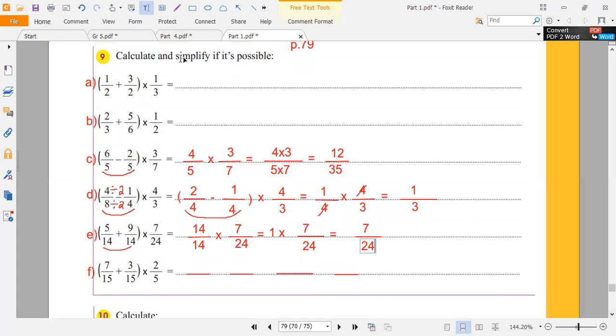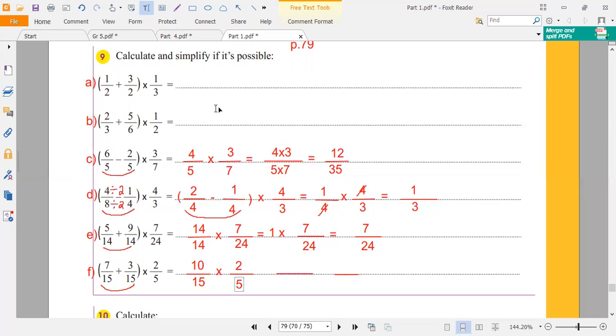Now the last one. We should start by the parentheses. And between parentheses, we have to add these two fractions. So they have the same denominator. So we add them directly. 7 plus 3, 10. And we keep the denominator, which is 15.